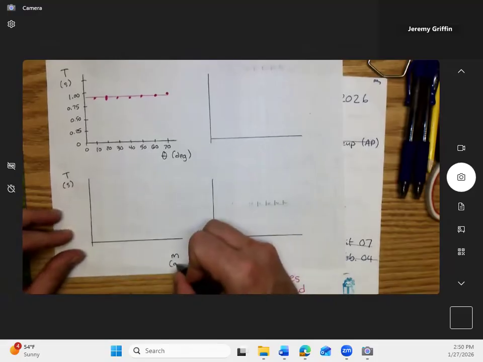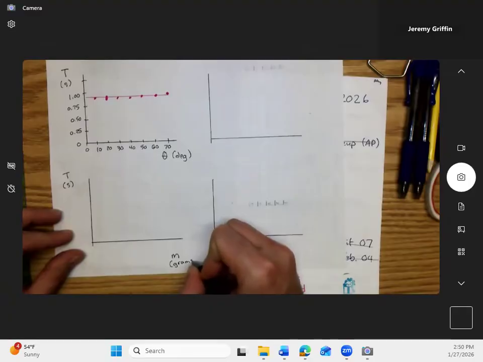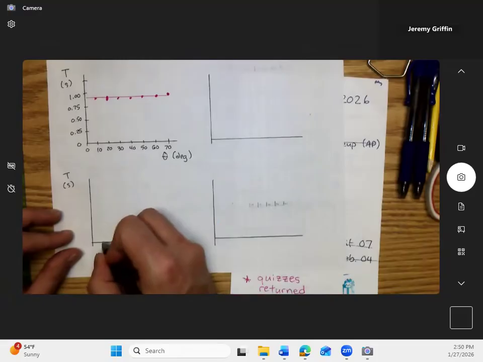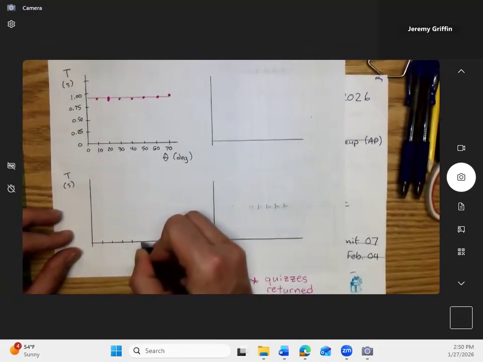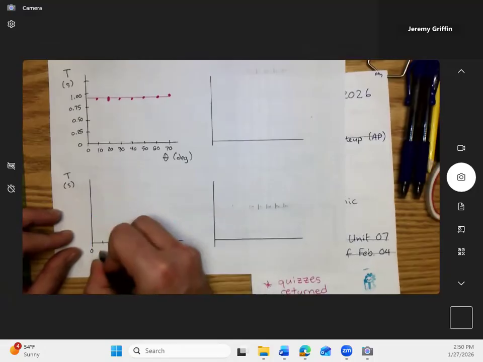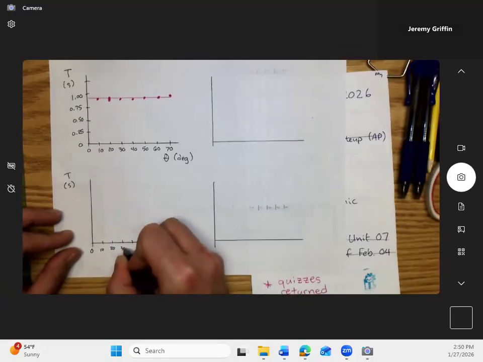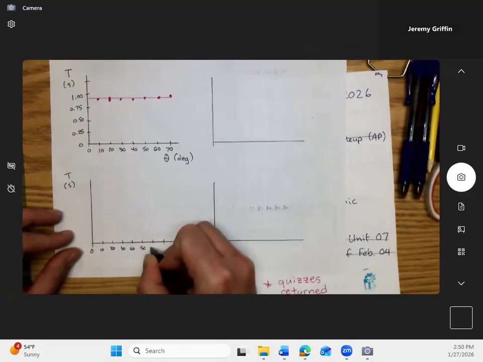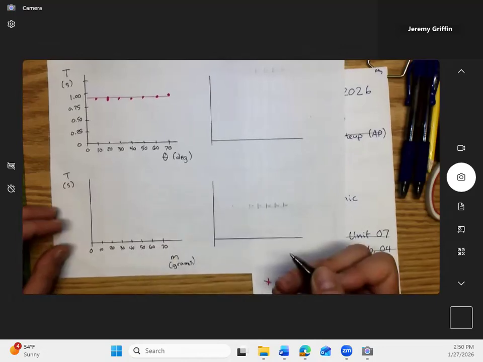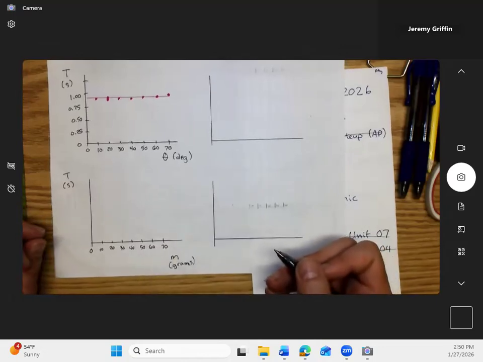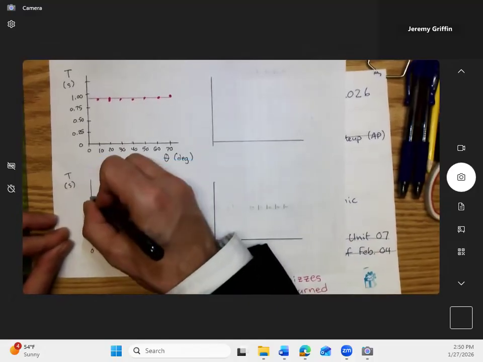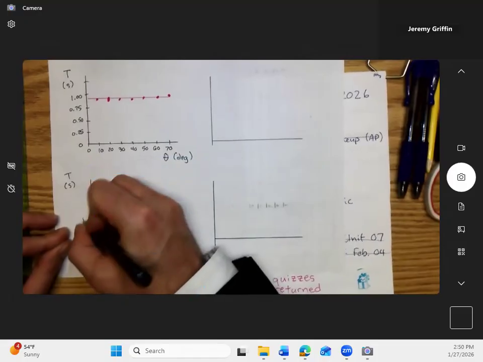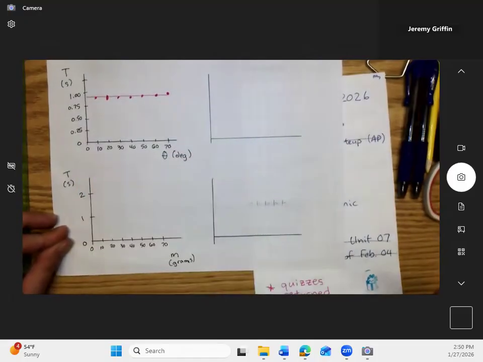70 grams. All right, so let's go ahead and just put this in grams, because really I'm just looking for proportional relationships right now. And scale this up to 70. Oh, it's the same scale as before: 10, 20, 30, 40, 50, 60, 70. And what was the longest time period you had? 2 seconds. All right, so 0, 1, 2. Let's get some coordinates.